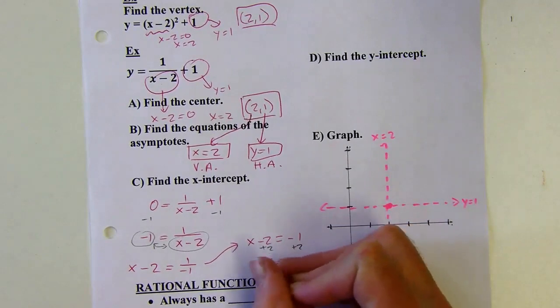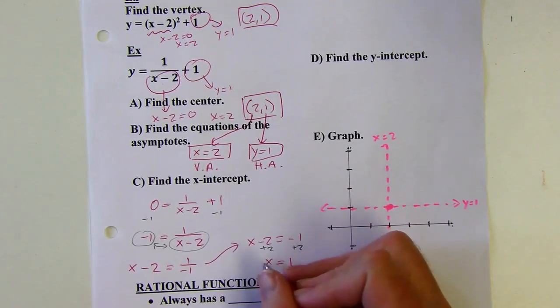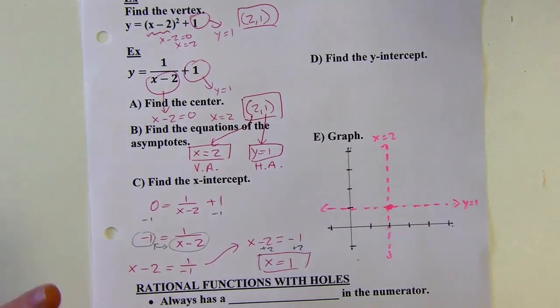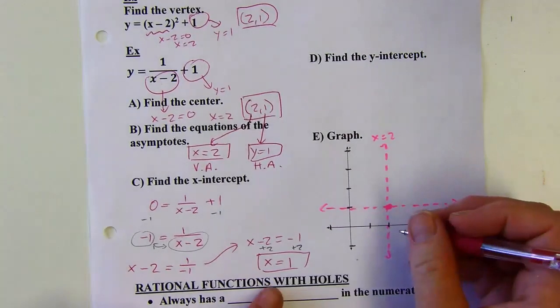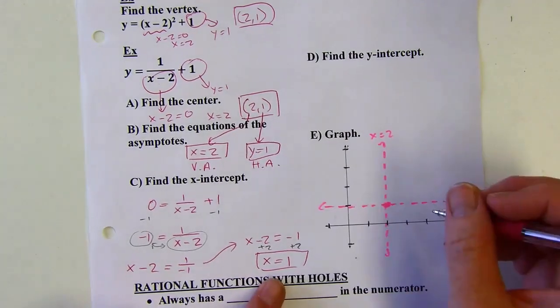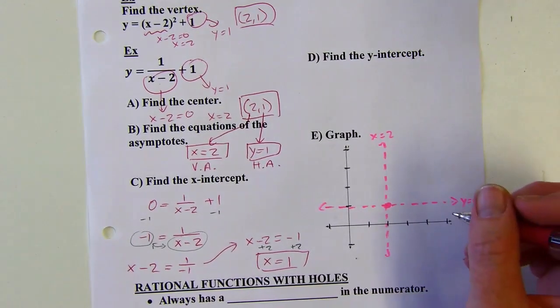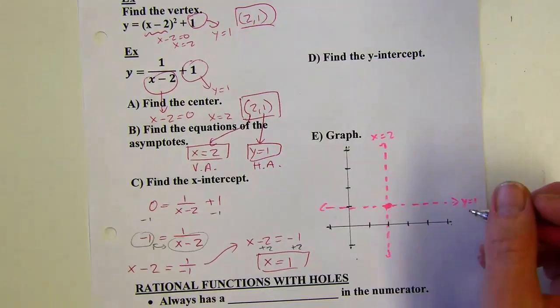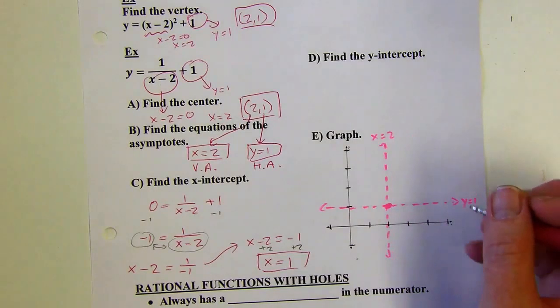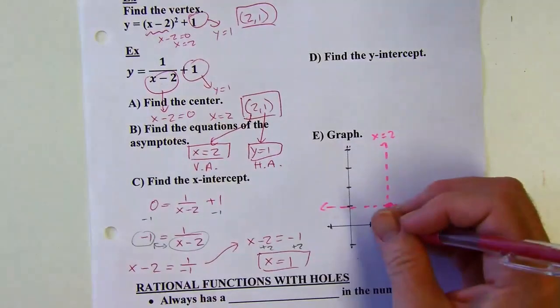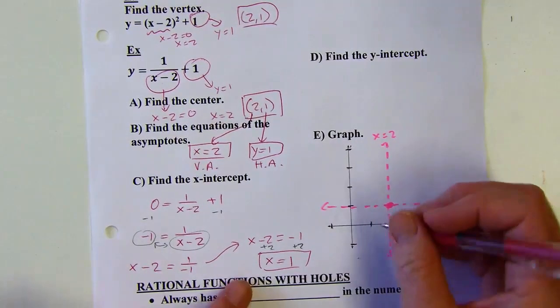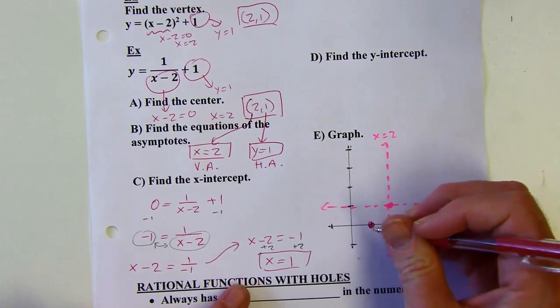Okay, and this is going to be useful for two reasons. It's going to give me a point on the graph, which is great. That's always a good thing. But this is also going to kind of confirm where my graph is going to go. So x equals 1. That's my x-intercept right here.